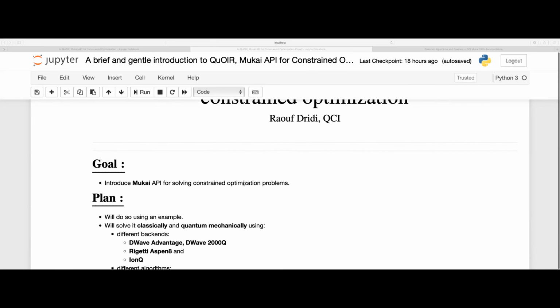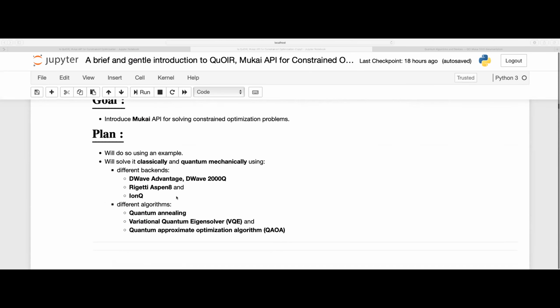And you'll see I'll be solving the example first classically and then quantum mechanically. Using four backends here: D-Wave Advantage, D-Wave 2000Q, Rigetti, and IonQ. And I also will be using popular quantum algorithms: quantum annealing, VQE, and QAOA.